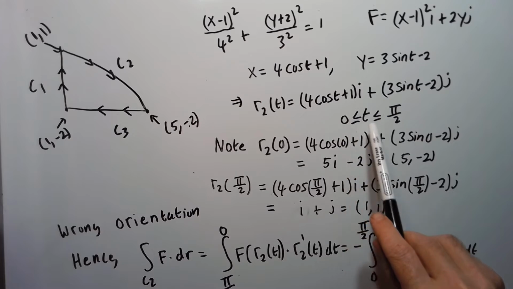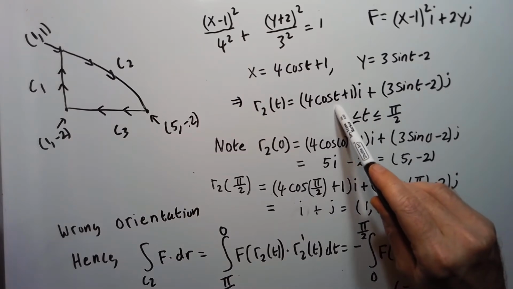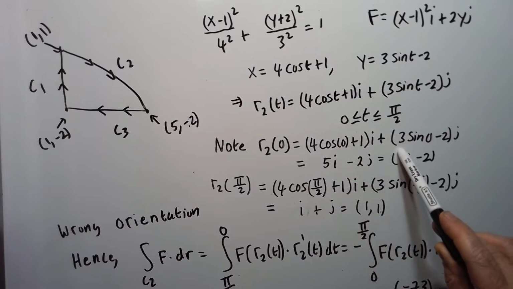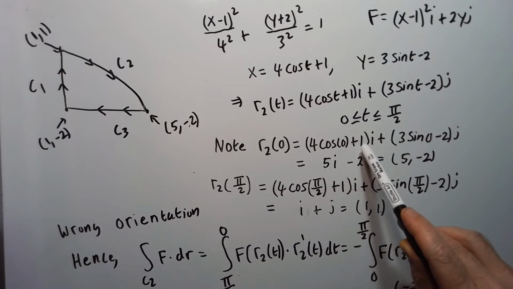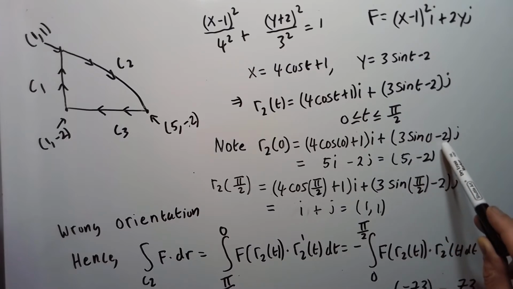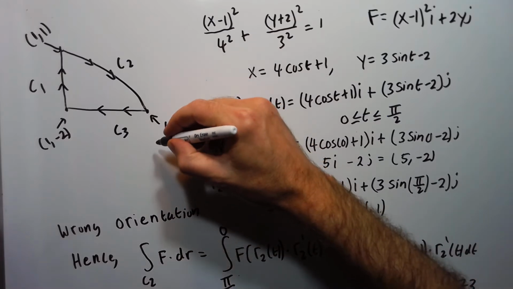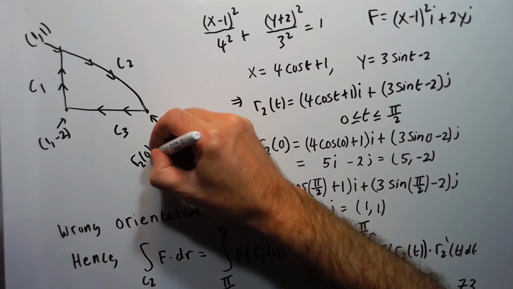And we said from 0 to pi over 2. There's a slight problem here. In particular, if you put in 0 in place of t here, it'd be 4 cosine of 0, 3 sine of 0. Cosine of 0 is 1, so this ends up being 5, sine of 0 is 0, so this ends up being minus 2 here, and that becomes (5, -2). So in particular then, (5, -2) would be our r2 of 0.